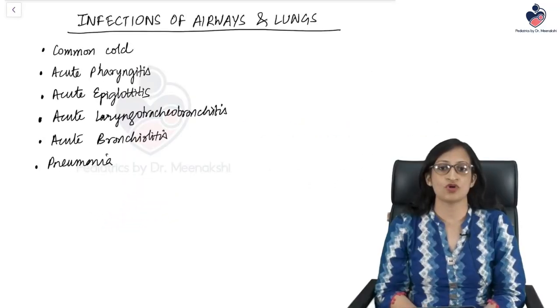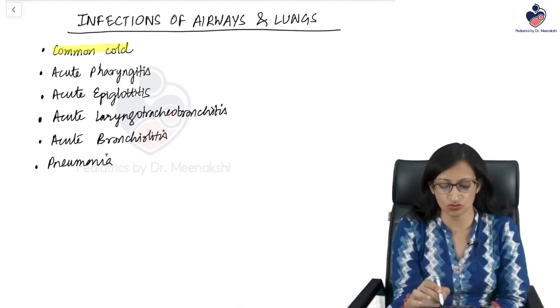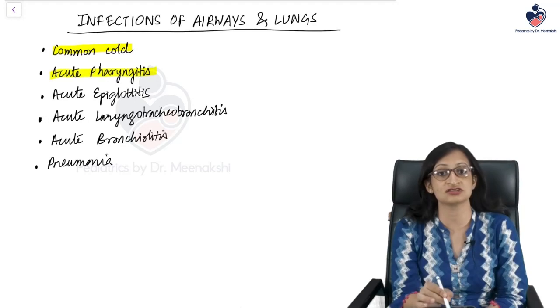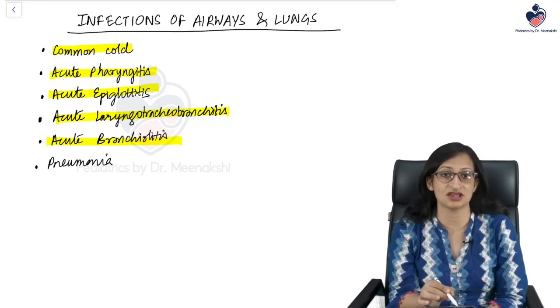Moving on to some important infections of airways and lungs from which we do get some questions. So we need to know a little bit about common cold in children, acute pharyngitis, acute epiglottitis, acute laryngotracheobronchitis or croup, acute bronchiolitis and pneumonia.